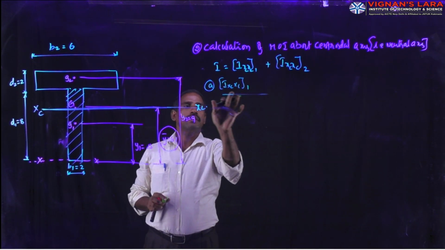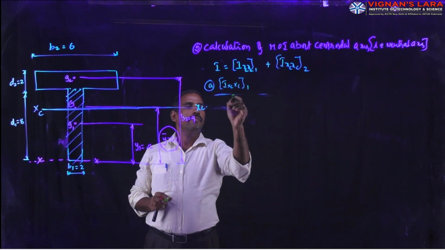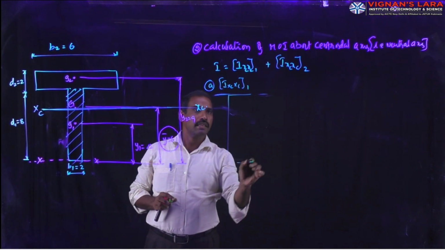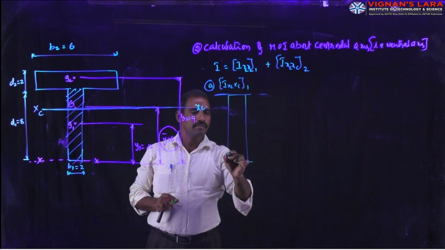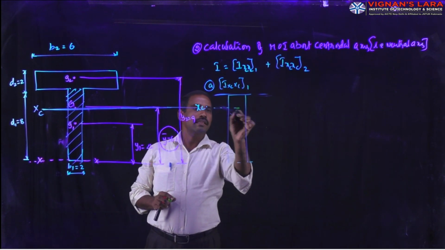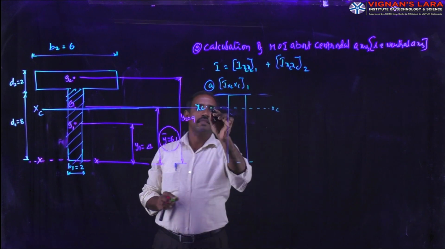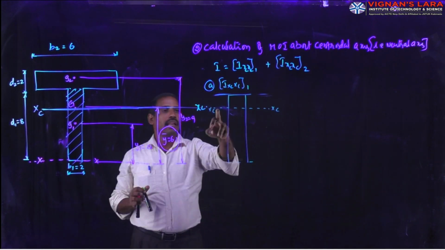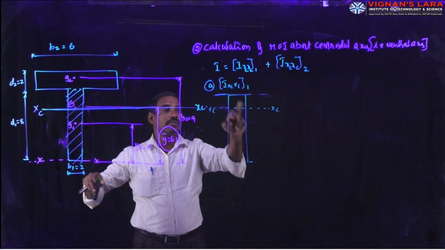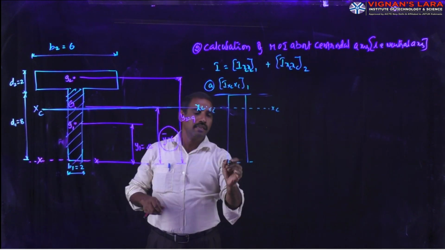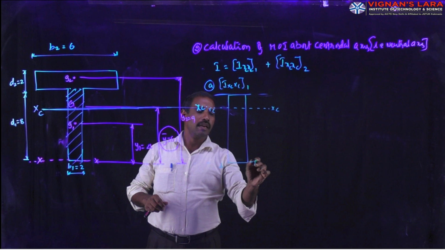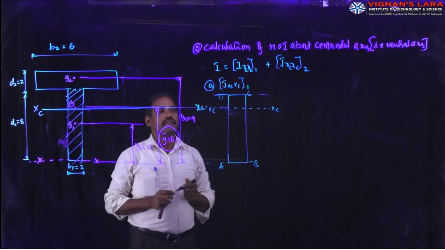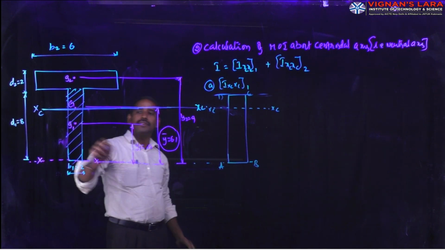So say this is the first rectangle. Am I right? This is the first rectangle. Let us assume the central axis is represented as XC. This is the central axis of the T section, not through this rectangle. Say this rectangle is labeled as capital ABCD. So XC is the non-centroidal axis of the rectangle.